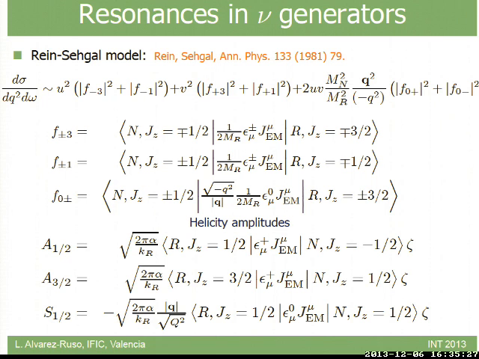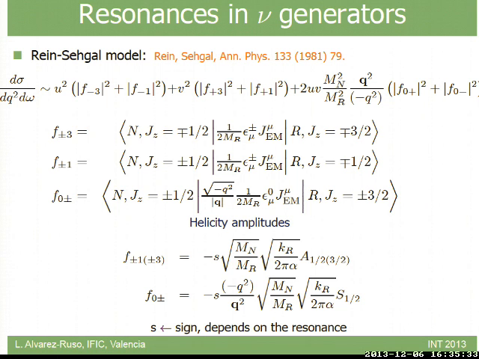So one can relate these Fs with A 1/2, A 3/2, and the S 1/2 of the partial wave analysis in the electron scattering studies, up to some kinematic factors and some signs that depend on the resonance. So we can directly relate these amplitudes to those ones.